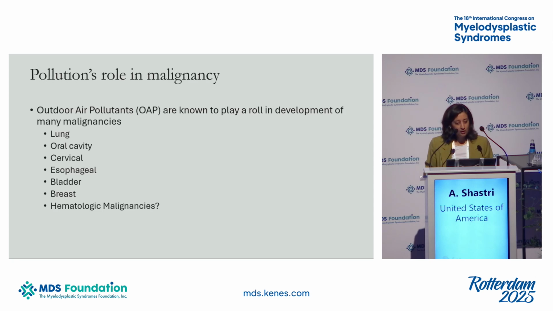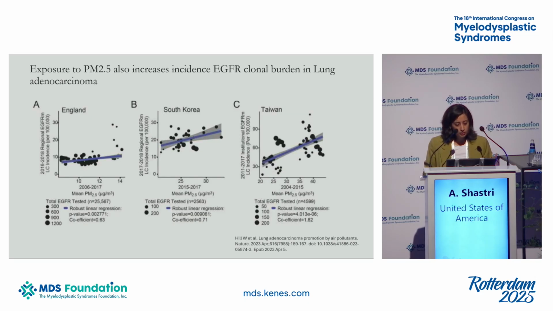And we actually know a lot about pollution's role in malignancy, but we really don't know much in hematologic malignancies. So the first clue to us looking at this kind of genomic work was a study that was published not too long ago, showing that exposure to PM2.5 can actually increase the EGFR clonal burden in non-small cell lung cancer across multiple data sets that were studied in different countries.